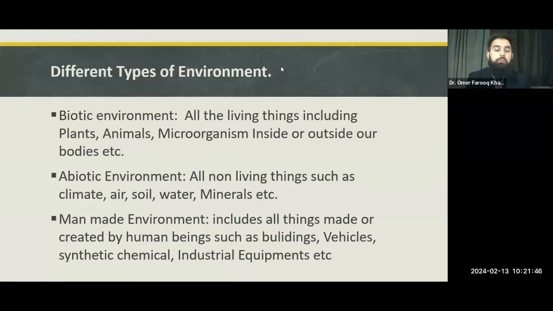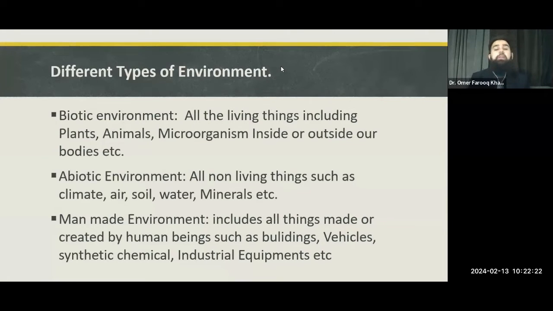Man-made environment comes under a different umbrella. It includes all the things made or created by human beings, such as buildings, vehicles, synthetic chemicals. I'm not talking about naturally occurring chemicals, because naturally occurring chemicals are minerals or organic substances which occur naturally. There are synthetic chemicals as well, which are created in our own industries, by human activity. Then there are industrial equipments. All of this environment, which is man-made, comes under the name of man-made environment.